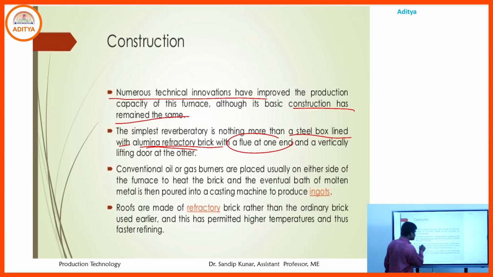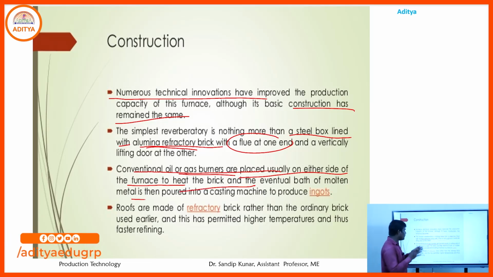Conventional oil or gas burners are usually placed on either side of the furnace to heat the brick. Sometimes we use gas burners. The eventual bath of molten metal is then also poured into a casting machine to process ingots.